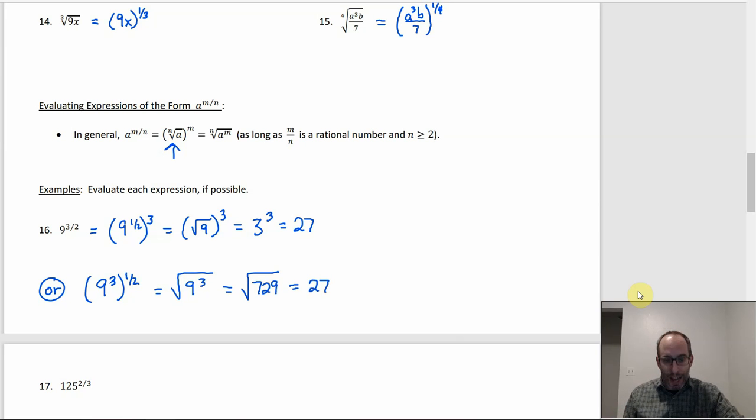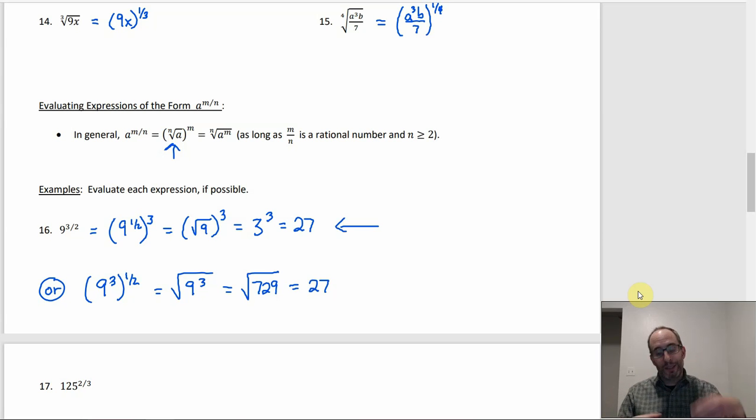Although I tend not to do it this way because you get those big numbers. If you take the root first, you'll keep the number small. So I think that's the way to go. I would do that right there, that first way. Because if you look at that, the numbers never get big, right?